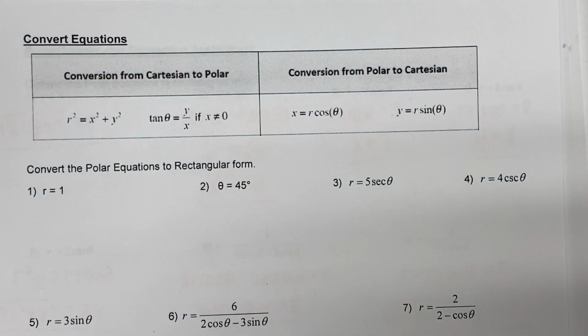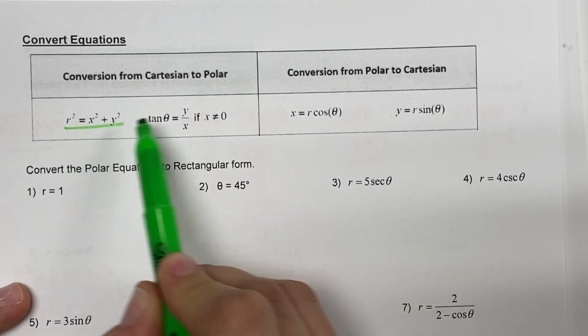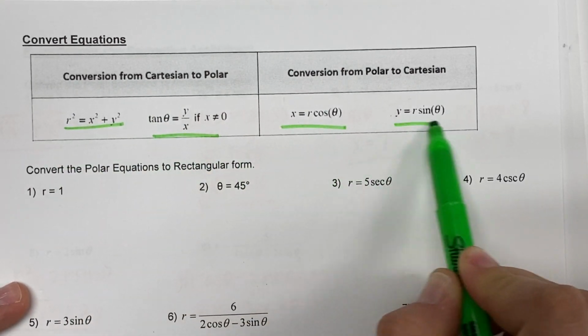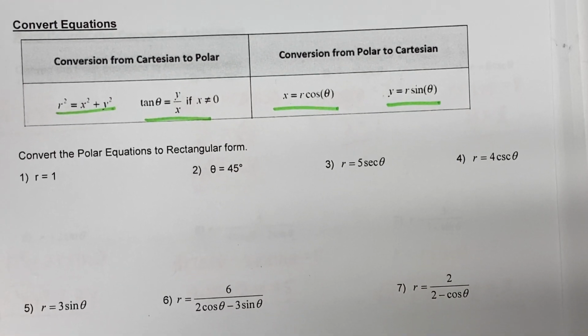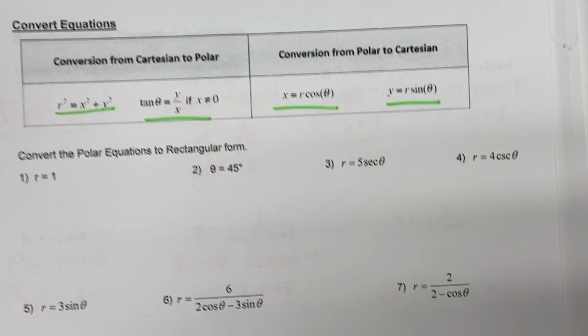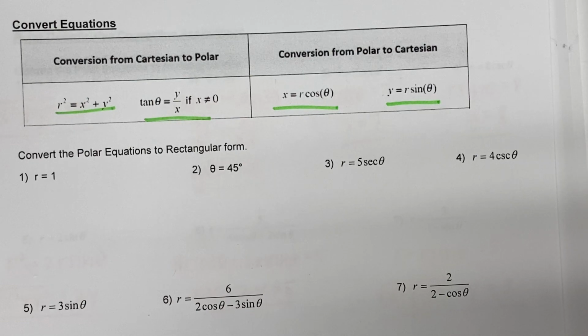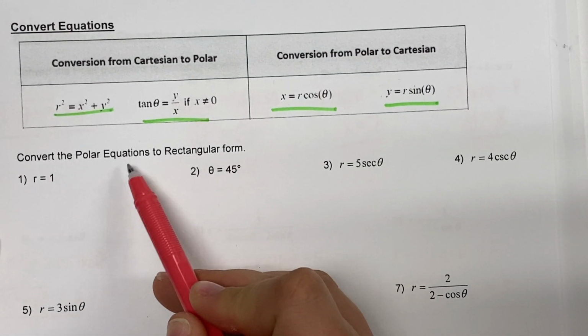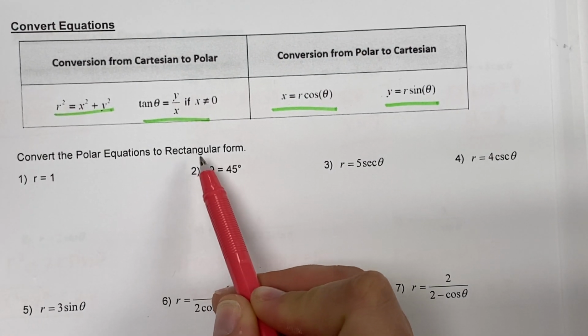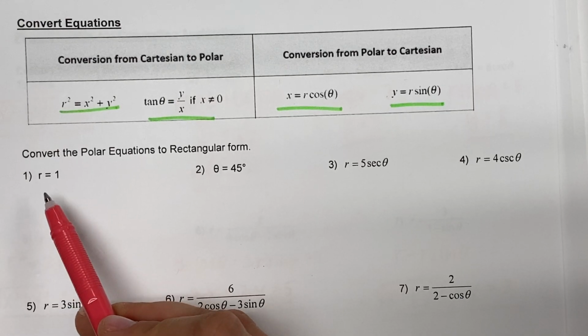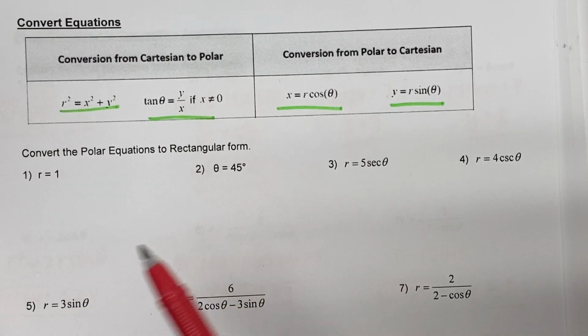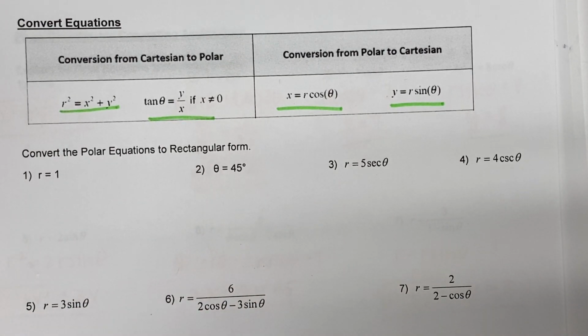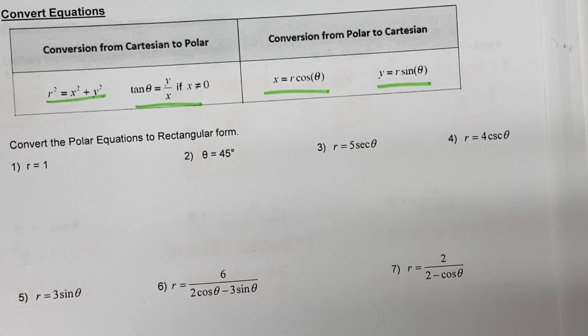Alrighty, now that we have converted points, now we're going to convert some equations. We are still going to use the same formulas that we did for points, but we're just going to use equations. Whenever we are converting a polar equation into a rectangular equation, we have to change r and theta into x and y. Once I get rid of r and theta and I have x's and y's, I'm done.